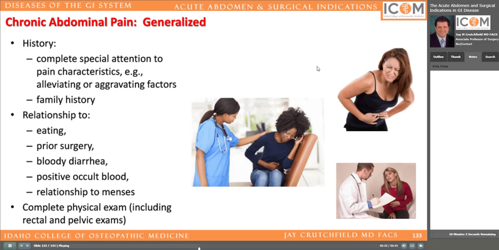We need to see if there's a family history of something similar. And we need to find out the relationship of the pain to eating. What was eaten? When we ate it? Has there been prior abdominal surgery? Does the patient have blood in their bowel movements? Is it a relationship to the menses that perhaps causes the pain? You have to do the complete physical exam, including the rectal and pelvic exams.